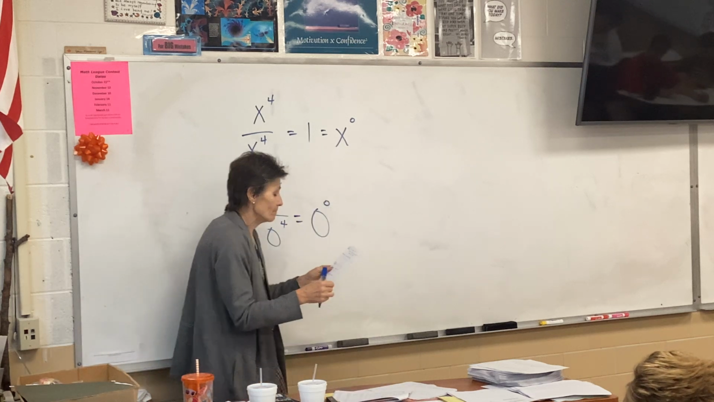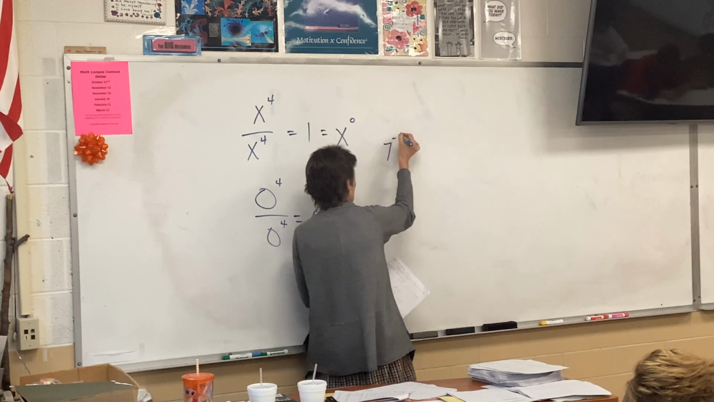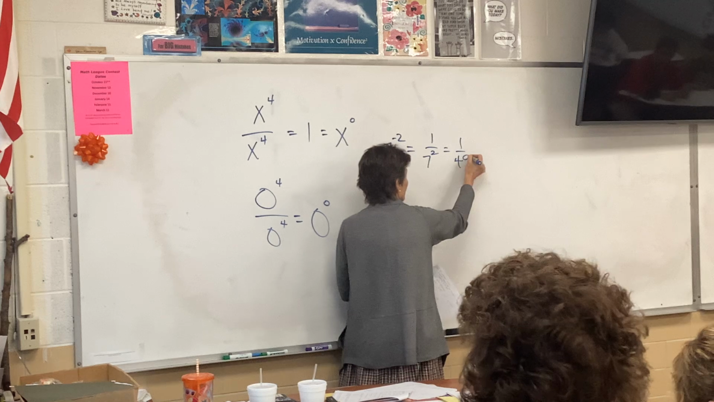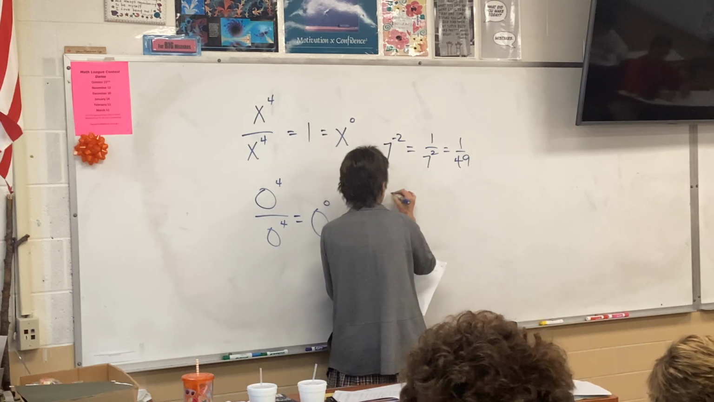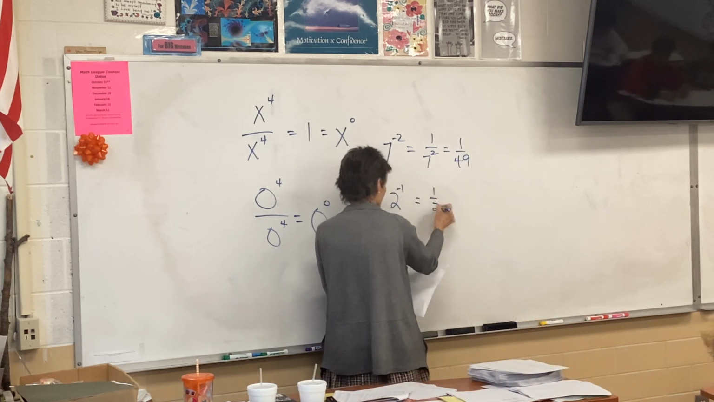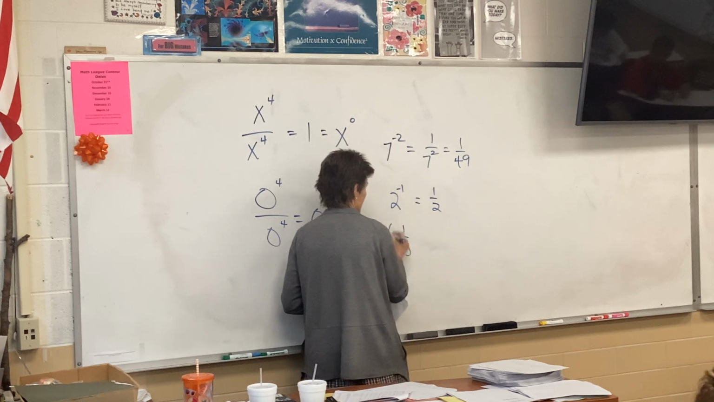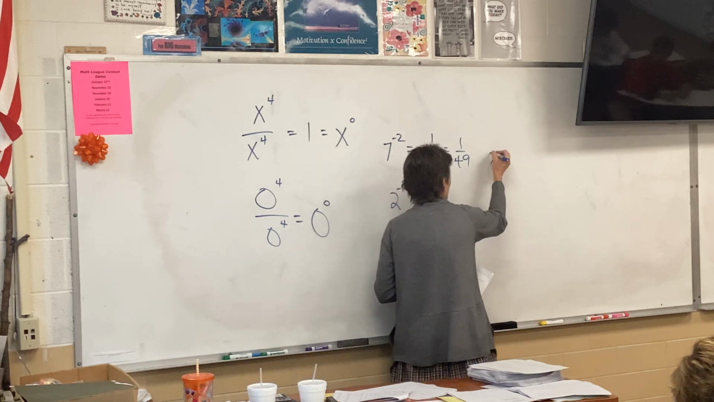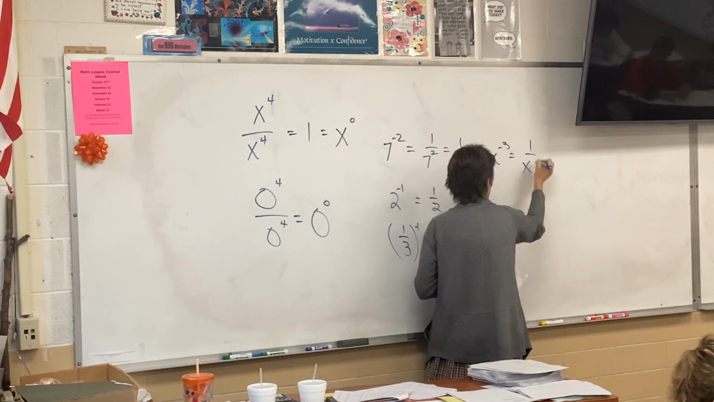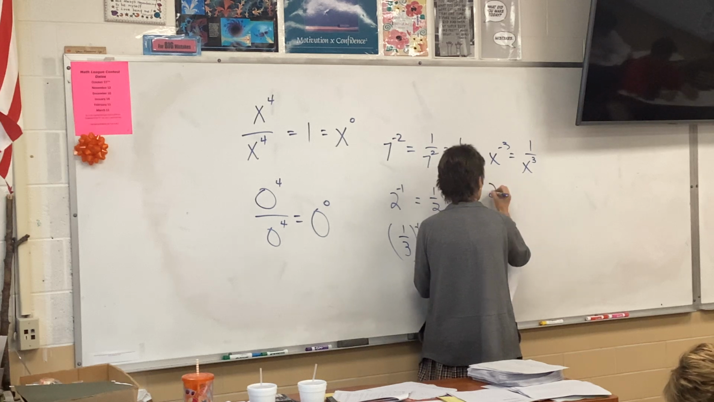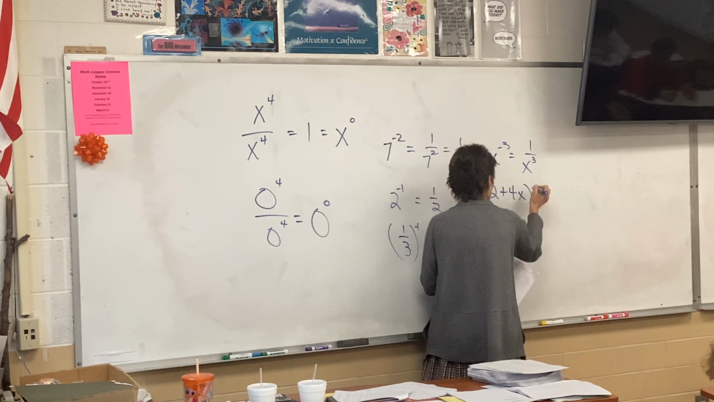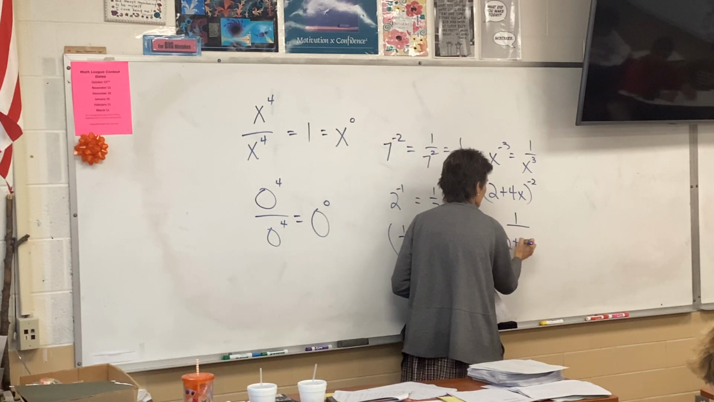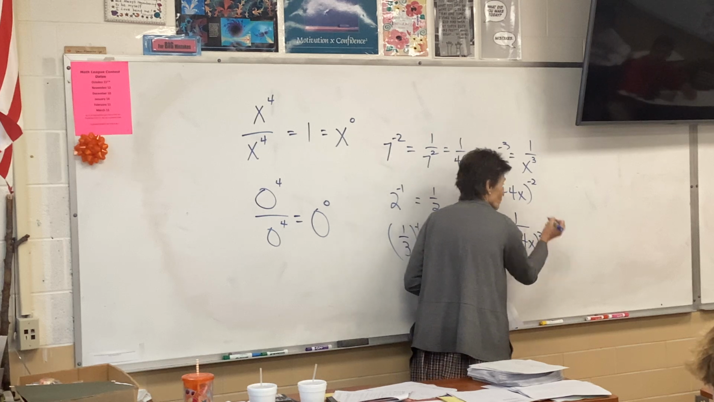Okay, all right. Negative exponents. What's 7 to the negative 2nd? 1 over 7 squared, so 1 over 49. How about 2 to the negative 1st? 1/2, beautiful. How about 1/3 to the negative 1st? 3, absolutely right. X to the negative 3rd? 1 over x cubed. And how about 2 plus 4x to the negative 2nd? 1 over 2 plus 4x squared.